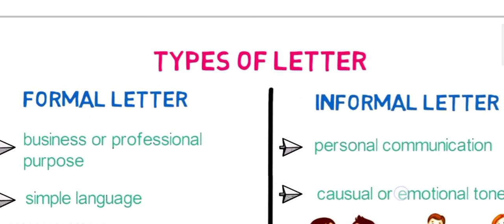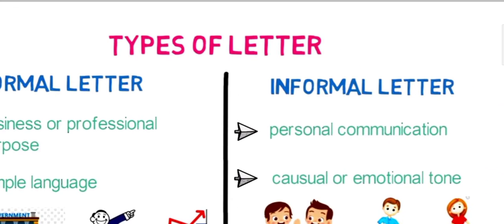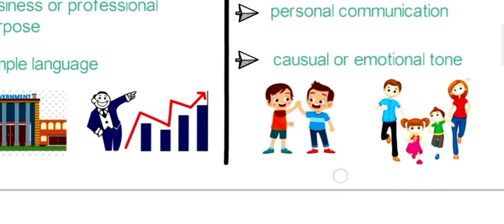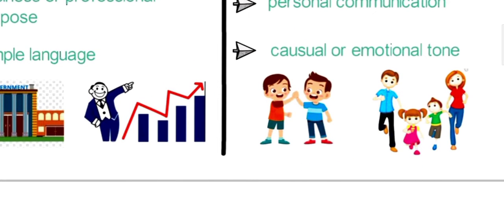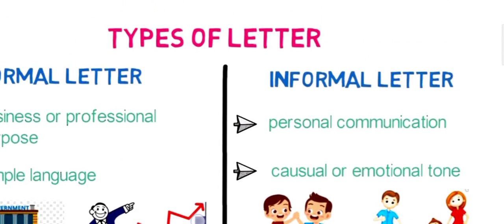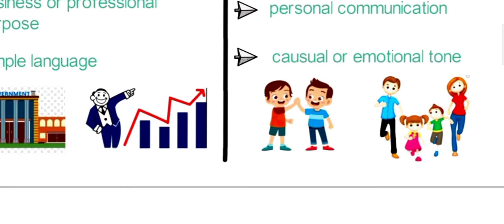Types of letter. A letter has two types: formal letter and informal letter. A formal letter is written for a business or professional purpose and it is written in simple language, whereas an informal letter is a personal communication written in a casual or emotional tone. For example, we can write an informal letter to our friends, our colleagues, or our family members.